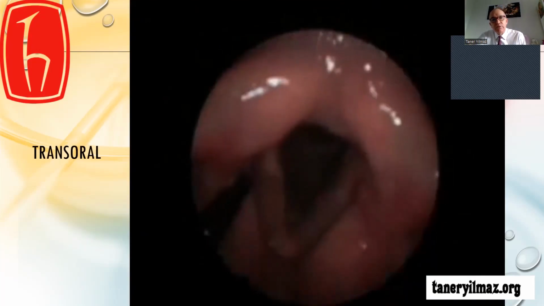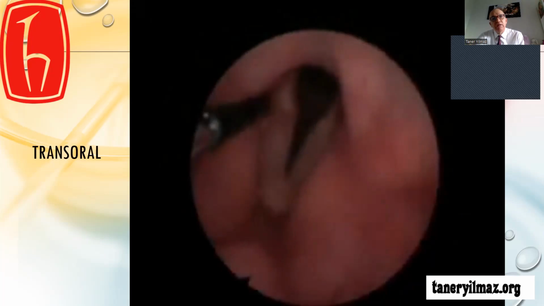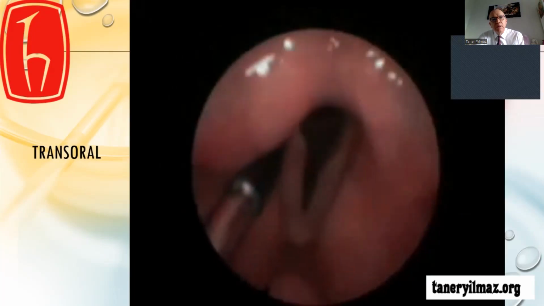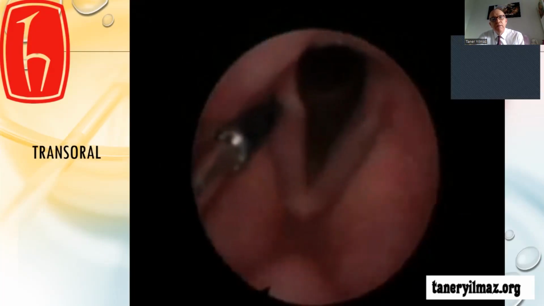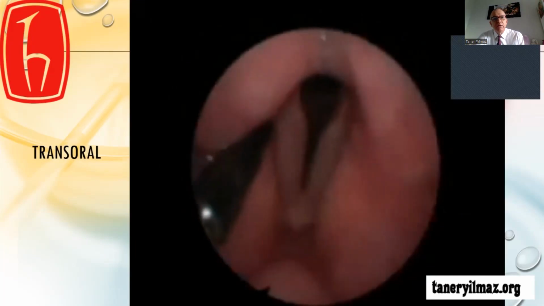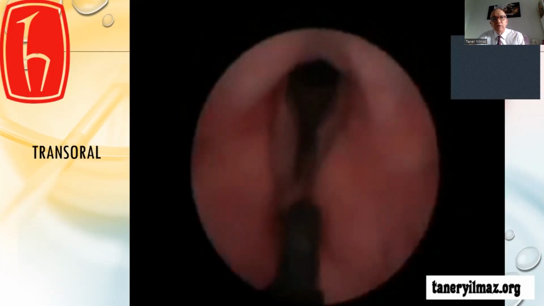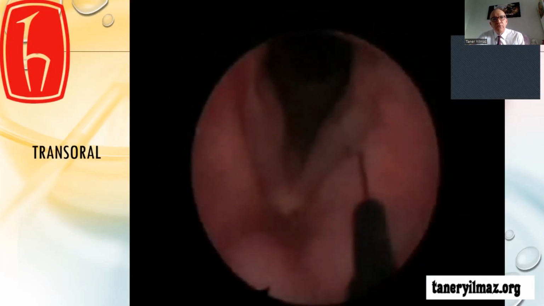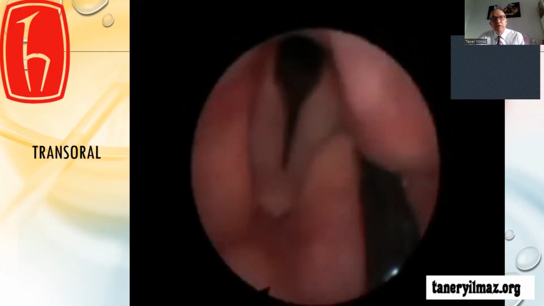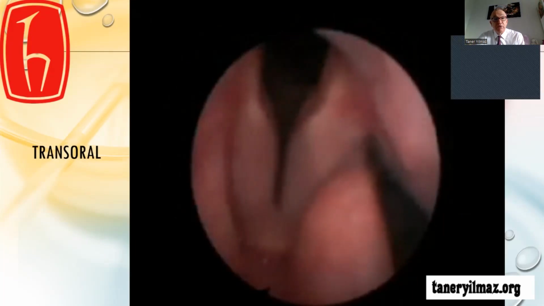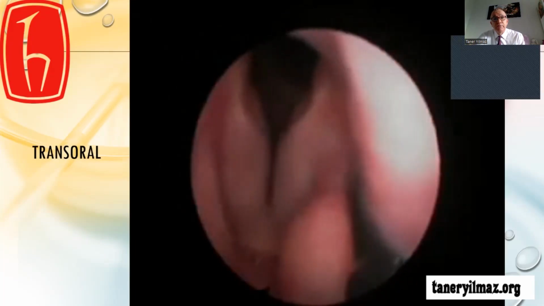This is the transoral route. Here, the needle is a little bit too far posteriorly. It should be more anteriorly. It is the most difficult way of injecting botox into the larynx. But for cooperative patients, it may be very easy. There should be very little gag reflex, no swallowing during this procedure.